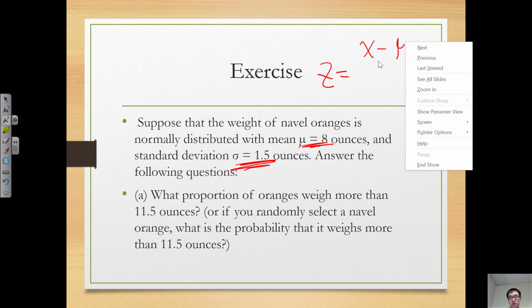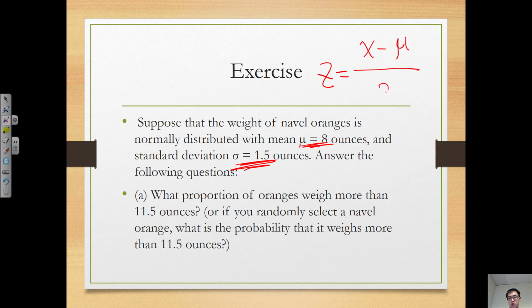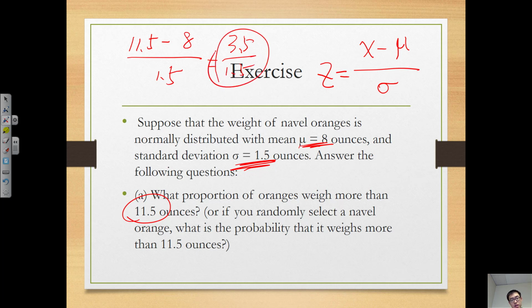Because you are interested in 11.5, you just use 11.5 minus mu, which is 8, divided by 1.5, right? So it's just 3.5 divided by 1.5. This is the z-score, and you use a calculator to calculate it. And then using this z-score, you can just use the table, right?